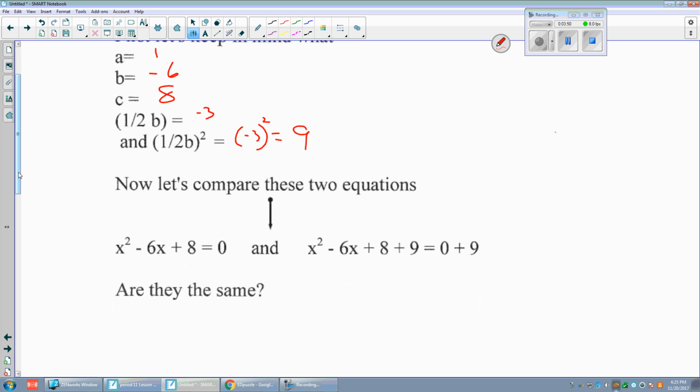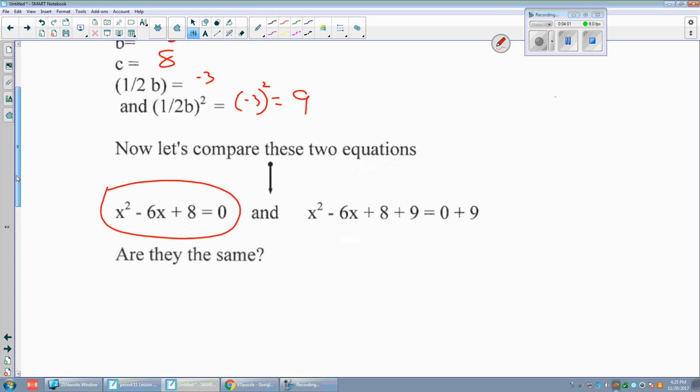So far, easy. Now let's compare these two equations. Okay, I started off with this one. That's the one we started with. And now, what did I do? What happened here? X squared and x squared. Negative 6x, plus 8 and plus 8. There's a plus 9 now. Where did you come from? That's not fair. 0 says that's not fair. Oh, we can add 9 to the other side of the equal sign too.